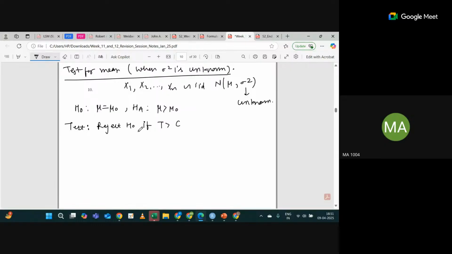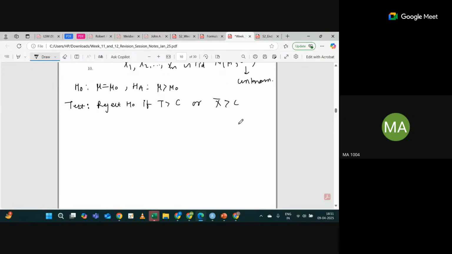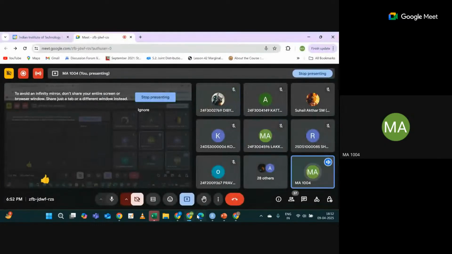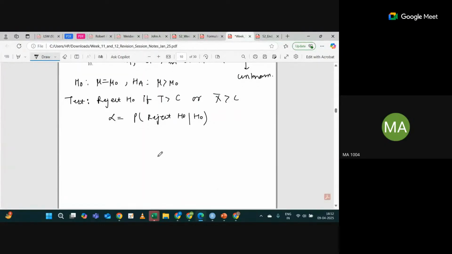So you will reject your H naught if T is greater than C, or since we are going to test for mean, I will say if X bar is greater than some C. Now, how should we proceed? As usual, alpha is the probability of rejecting H naught when H naught is true. So alpha is the probability of T greater than some C, given that mu is equal to mu naught. This is x bar minus C, given that mu is equal to mu naught.